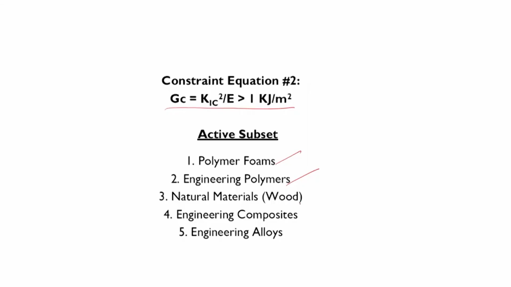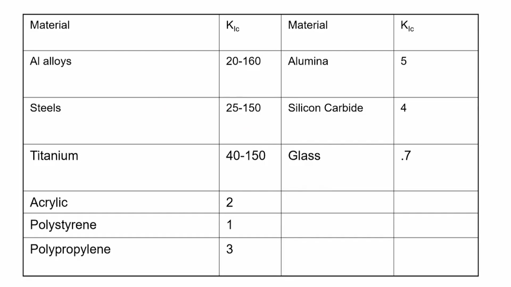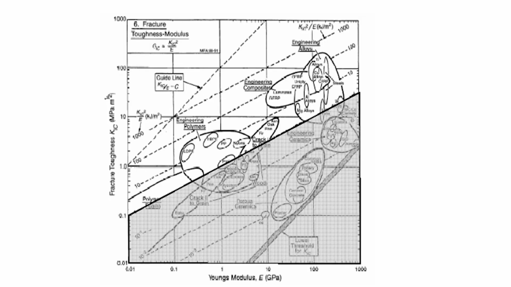So, what are the subsets we can consider? Foams, polymers, wood, composite and alloy. That is what we get from the 1 kilojoule per meter square. Now, you can actually do all these KICs, and then from this KIC list you can try to figure out KIC square over E. I have just given KIC, and then this is the KIC over E, and you can see if you have to maximize KIC over E, that means maximize KIC and minimize E, then you have to come somewhere in these regions. This is the best region. That is why polymers come as very good candidates in this region.